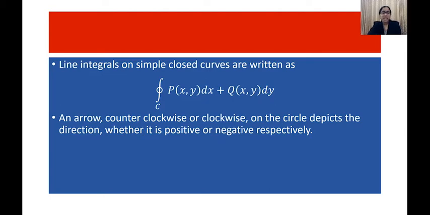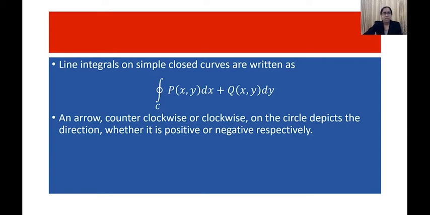There is one more thing that you should note: an arrow on this circle depicts the direction, whether it is positive or negative. If it is clockwise the direction is negative, and if it is anticlockwise the direction is positive. The corresponding arrows will give us the sense of the direction also.